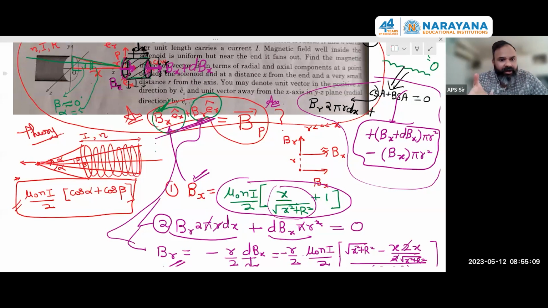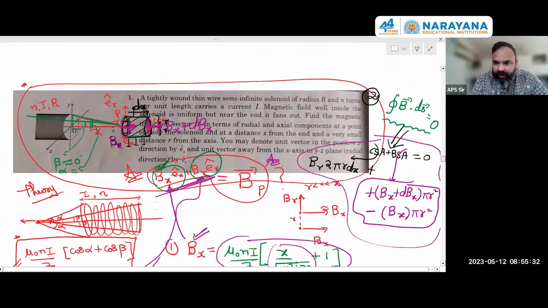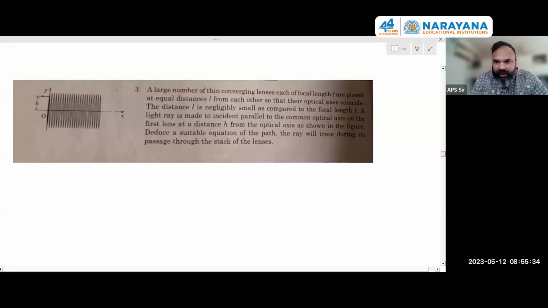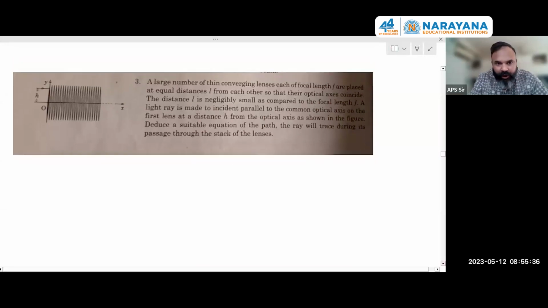So some fundamental ideas we used: in a non-ideal solenoid, you know the field on the axis, you don't know the radial field just outside. So use the expression of the axial field to find out the radial field using the Gauss law in magnetism. This is the concept that I've used in the problem. Okay, let me move on to a nice problem on ray optics now.